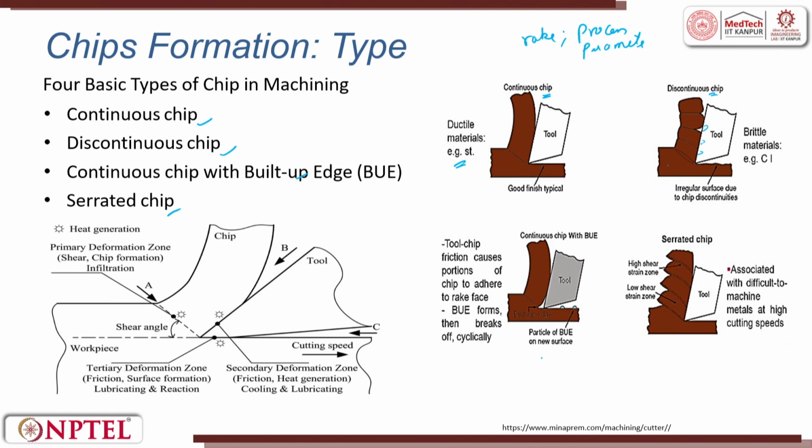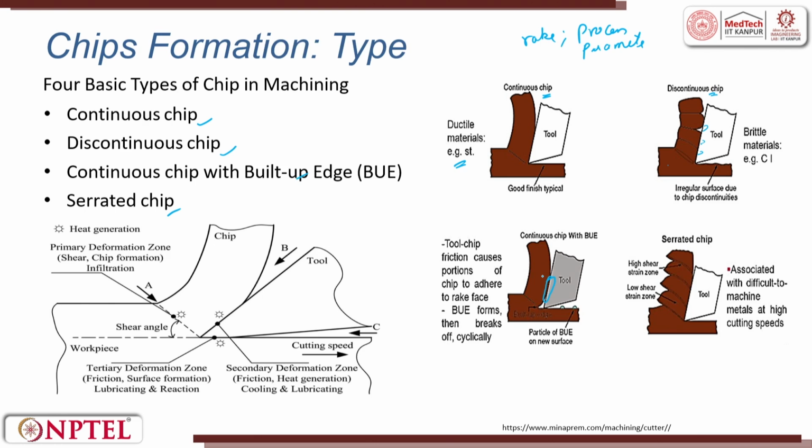The third one is the continuous chip with built-up edge. As I told you, there is a lot of friction happening here. Once there is a lot of friction and the metal is moving, the chip moves out like this. It removes all the impurities and other things on the surface, and the temperature increases, and the nascent surface of the tool comes in contact with the chip. Now you see very high temperature and high pressure, and it is moving on.